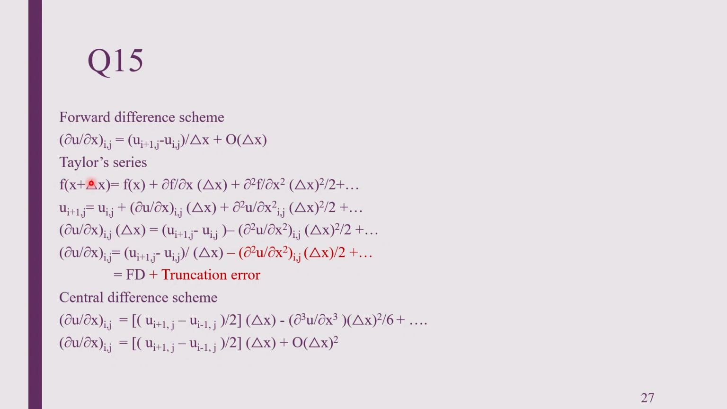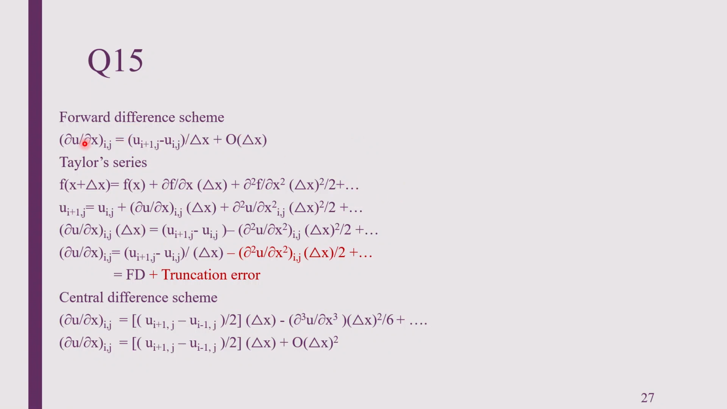So we have f of x plus delta x is equal to f of x plus ∂f/∂x into delta x plus ∂²f/∂x² into delta x squared by 2. And similarly we would have so many terms like ∂³f/∂x³ into delta x cubed by 3 factorial, and ∂⁴f/∂x⁴ into delta x to the power 4 by 4 factorial. Like that we would be having n number of terms. But here we are writing only till a certain number of terms.